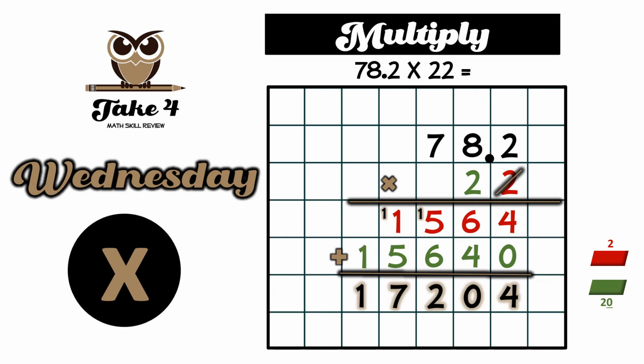To find where we place the decimal point, we have to add the number of decimal places in our problem. In our top factor, 78 and 2/10, there is 1 decimal place. In our bottom factor, 22, there are no decimal places. This means that there will be a total of just 1 decimal place in our answer. 1,720 and 4/10 is our answer.